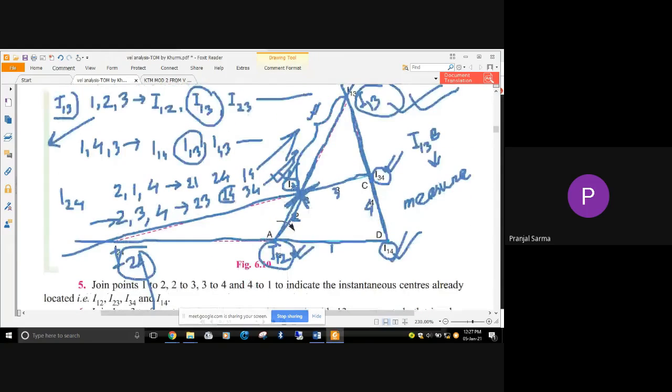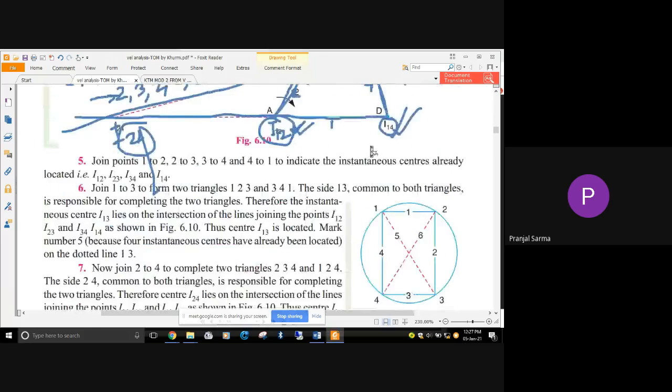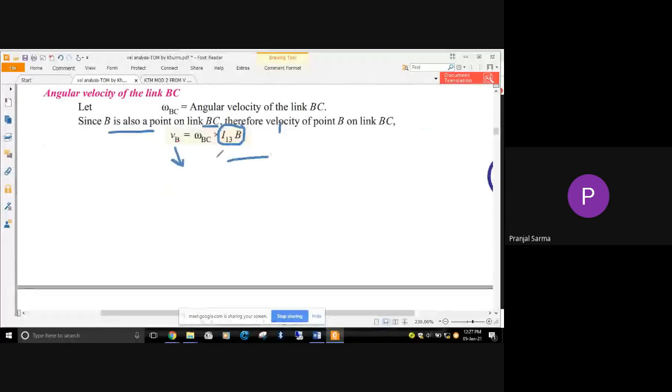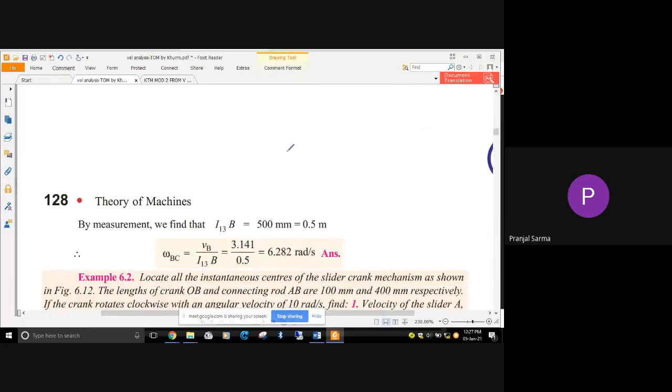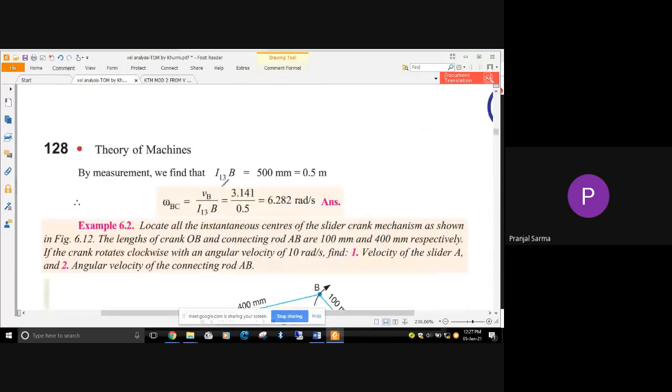You measure this length, convert it as per your scale, and then utilize the formula V equal to R omega. By measurement, you have obtained I13B as 0.5 meter after conversion, and that value can be directly utilized here. We already found the VB value in the previous case, and we are utilizing that. After solving, V equal to R omega, we have obtained this value. So this completes this particular problem.